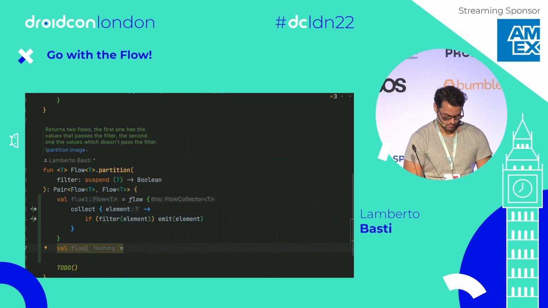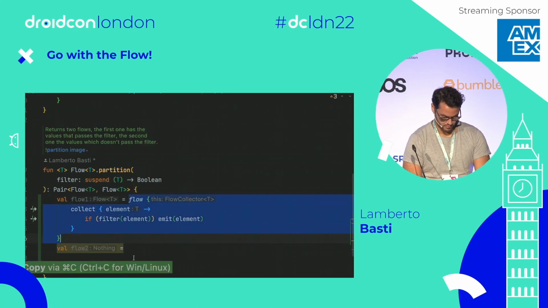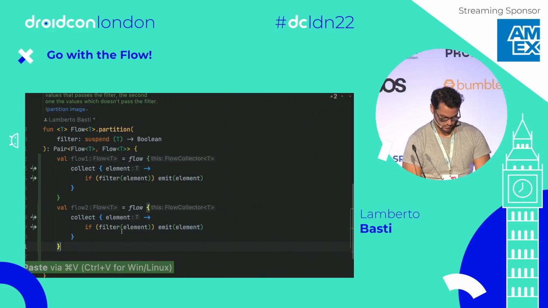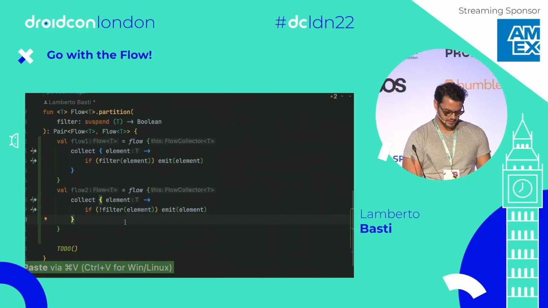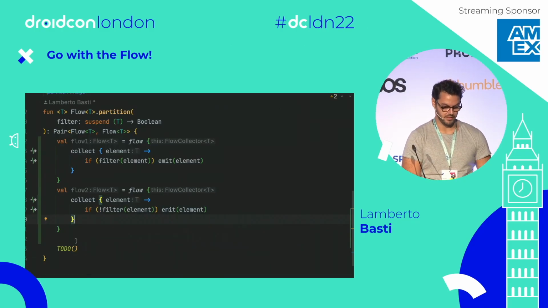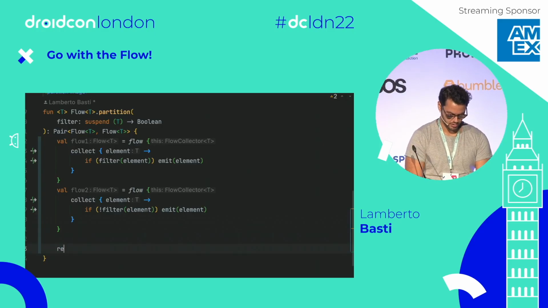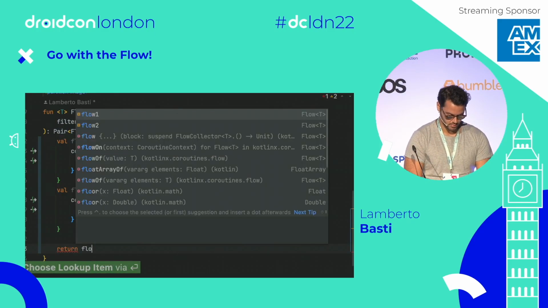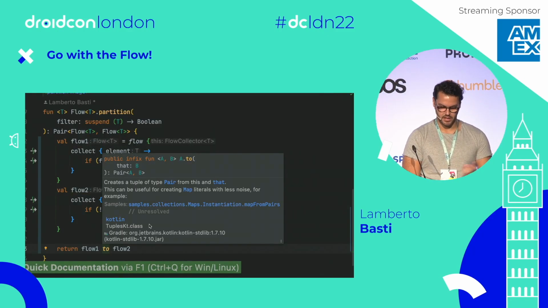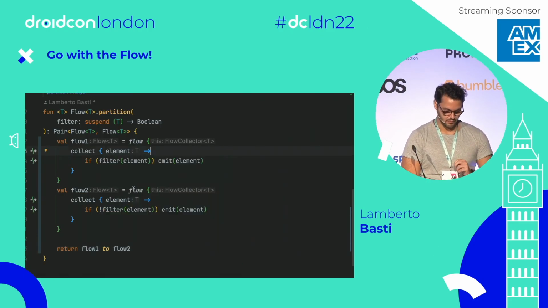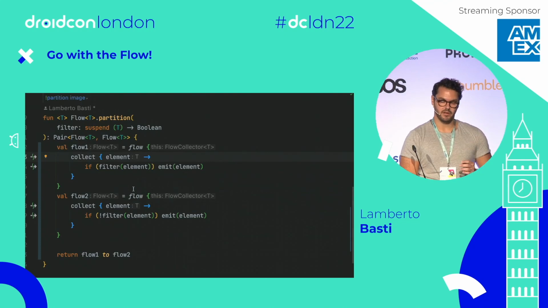Well, we can just copy paste here. And we have a second flow. That's pretty neat because it's literally the same thing, but this time we emit if it doesn't pass the filter. And here we just return flow 1 to flow 2. All right, this is just for the one who doesn't know, this is just an infix function that returns a pair of two elements, and it's just simple. And now we've implemented the operator.